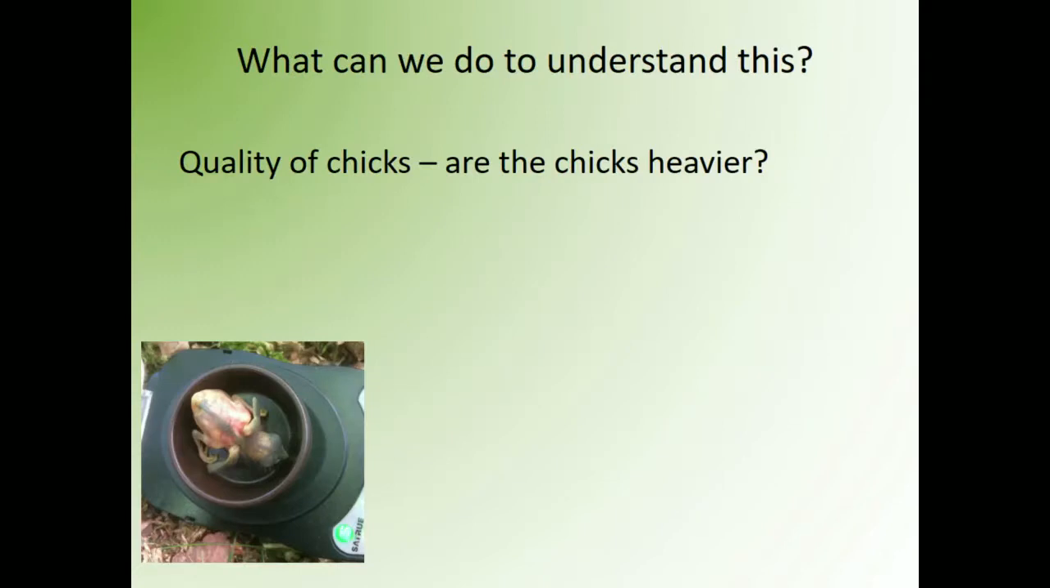So what we can actually do to try and understand whether this is a direct or indirect effect by climate is to have a look at the quality of the chicks. So the same number may be being fledged, but actually are those chicks of higher quality? Do they have better post-fledging survival, for example, which could then lead into overwintering survival and the probability of coming back? So this is all sort of the next stages of the project.